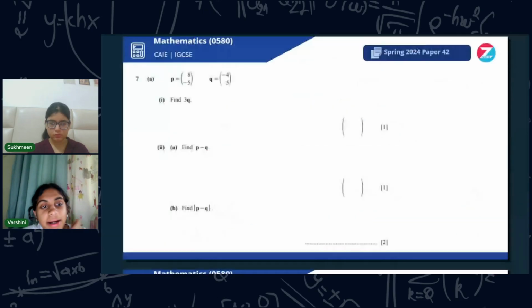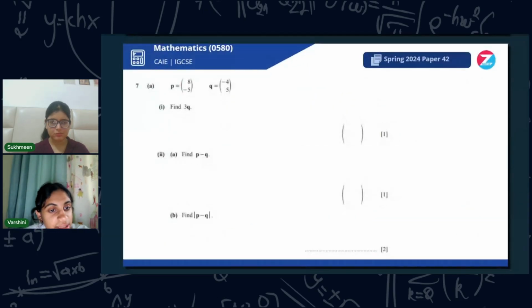Okay, part 7a. They've given us two vectors. P equals (8, -5), so we know that as a vector, it moves 8 in the x-axis and -5 in the y-axis. And the same for Q, it'll move -4 in the x-axis and 5 in the y-axis. So what do these minus signs mean?